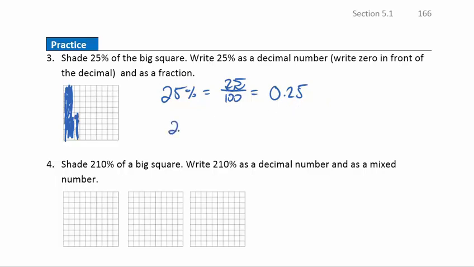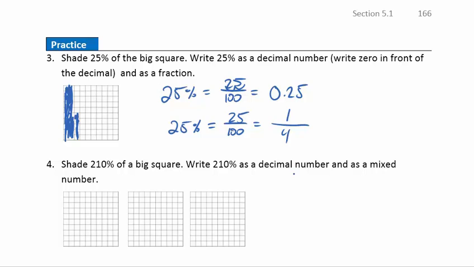Now let's see, 25% as a fraction. Well, that's 25 out of 100 again. And now let's simplify this as we would a fraction. Notice 25 goes into itself and it goes into 100. 25 goes into itself 1 time. 25 goes into 100 4 times. So 25% is just going to simplify down to 1/4.